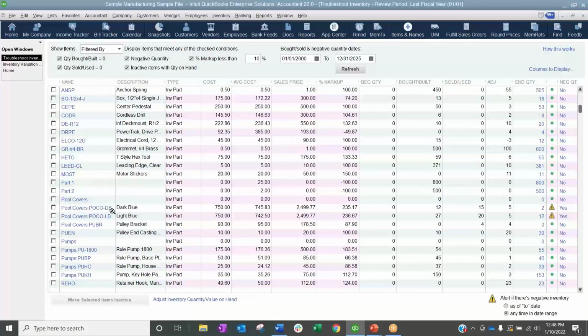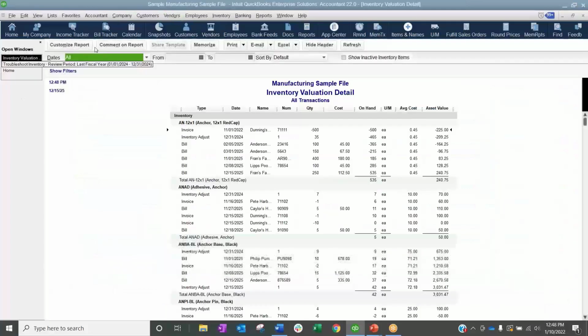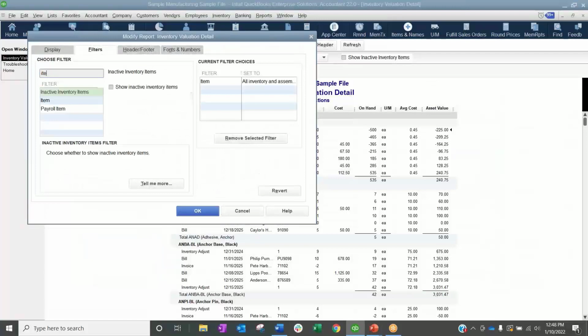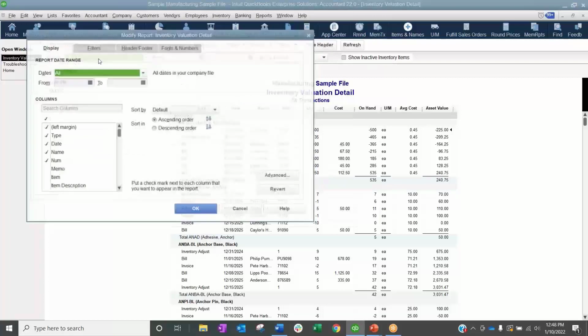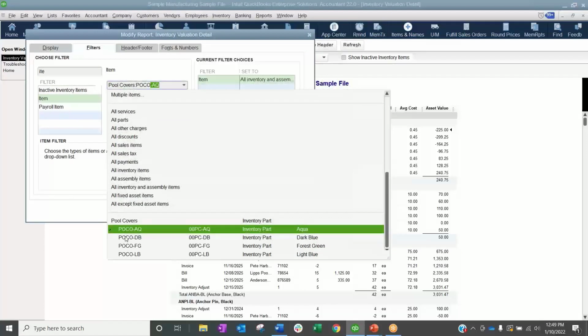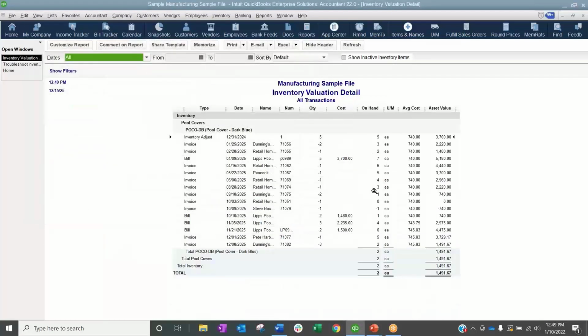So we're looking at our POCODB. So I can customize and filter just for that item. Whoops. Hit enter instead of POCODB and see when it went negative and what happened, right? So it looks like this is a very simple thing. The bill was dated 10/10. The invoice was dated 10/9.